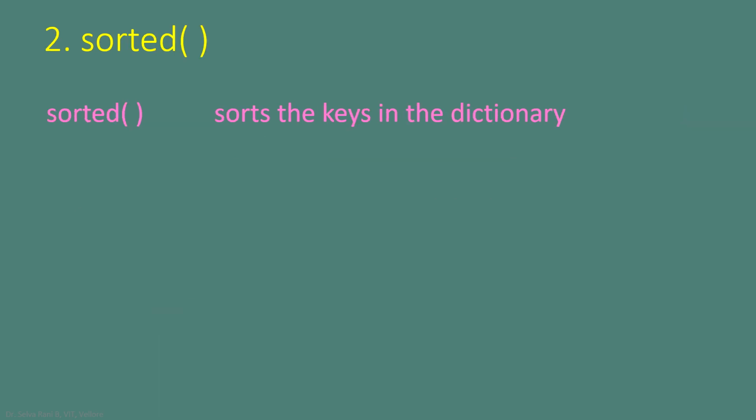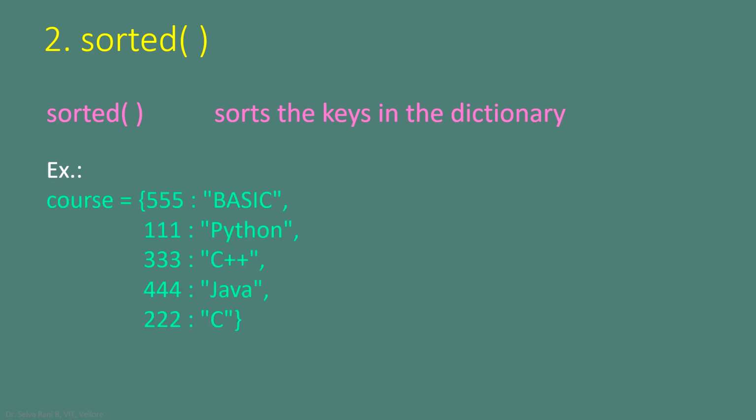the next method is sorted. This method helps us to sort the keys in the dictionary. For example, let's take the same course with the 5 elements in which the elements are arranged in the order 555, 111, 333, 444 and 222 as keys, Basic, Python, C++, Java and C as values. If we use sorted of course, the keys of the dictionary will be sorted in ascending order and we will be getting the output as 111, 222, 333, 444, 555 in a list.